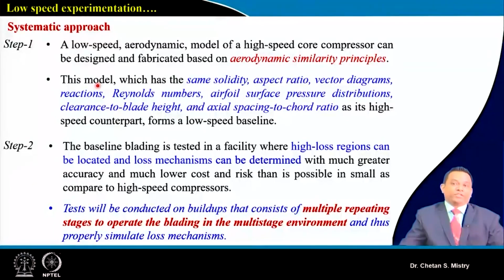high speed configuration. Okay. Now the challenge here, it says the test will be conducted on a built-up setup that consists of multiple blading stages to operate the blading in a multi-stage environment, so that we can simulate that in a proper way to identify the loss mechanism. So what low speed configuration we are discussing needs to be conducted for a multi-stage configuration.